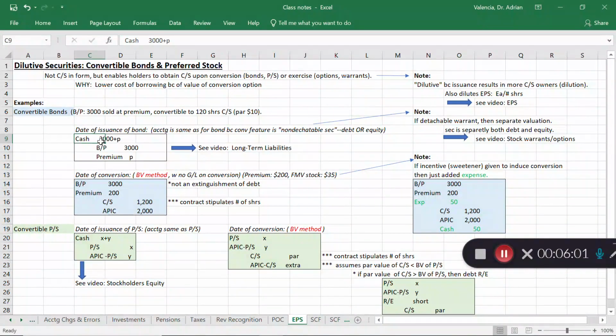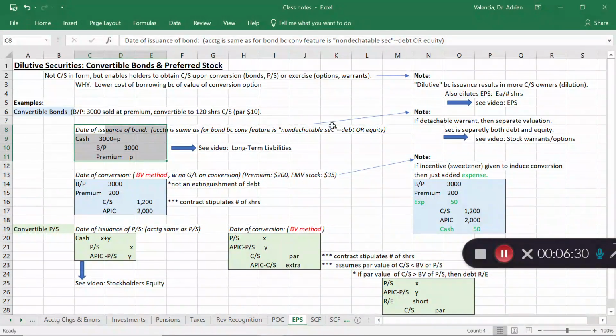Over time, they will make payments of interest. And notice how I haven't given you any interest amounts, just to keep it simple. They'll amortize some of that premium over time. And that's what you will do, just like it's detailed in this video, okay? So it's very important for us to account for this bond in a similar way to long-term liabilities, like bonds payable.